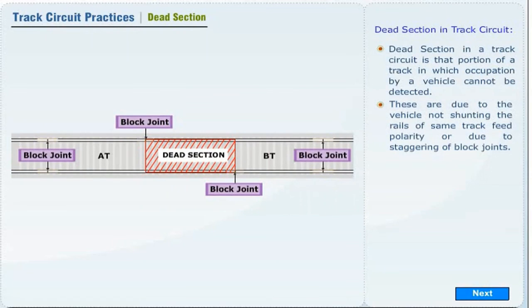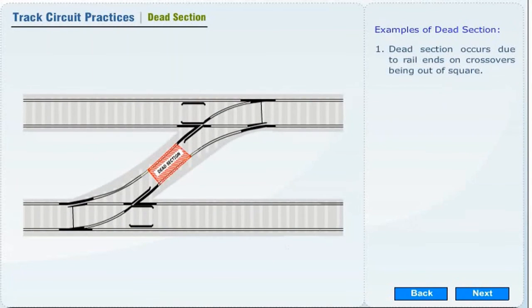Dead section in track circuit. Dead section in a track circuit is that portion of a track in which occupation by a vehicle cannot be detected. These are due to the vehicle not shunting the rails of the same track feed polarity or due to staggering of block joints. Examples of dead section.